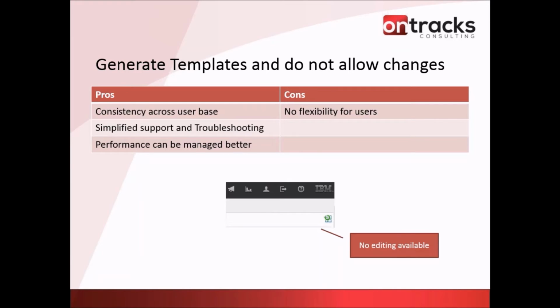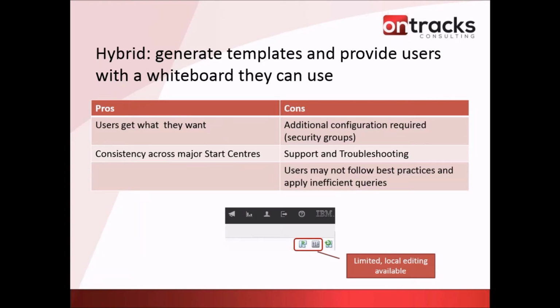And last, which is the happy medium that I mentioned, I call it a hybrid method. You generate the templates, so the templates are the blueprints as we discussed, but you provide your users a whiteboard they can use. So what do I mean by a whiteboard? By a whiteboard I mean that you provide users access to modifying their Star Centers, but they're only going to be able to modify their local Star Center. They're not going to be able to modify any templates.